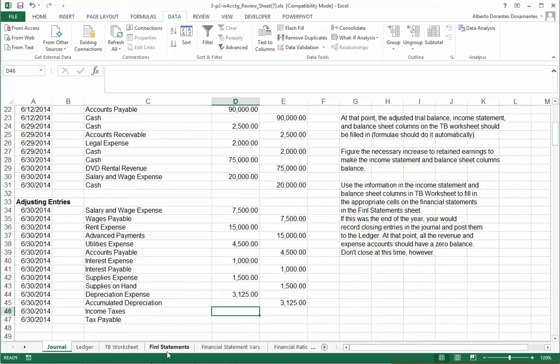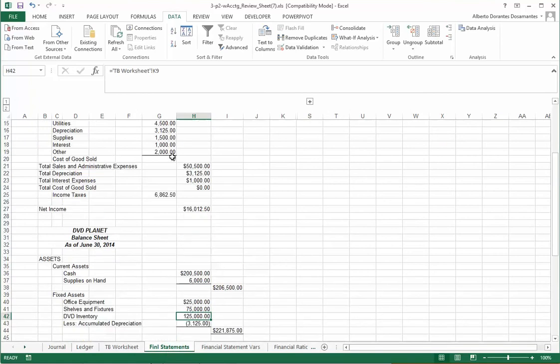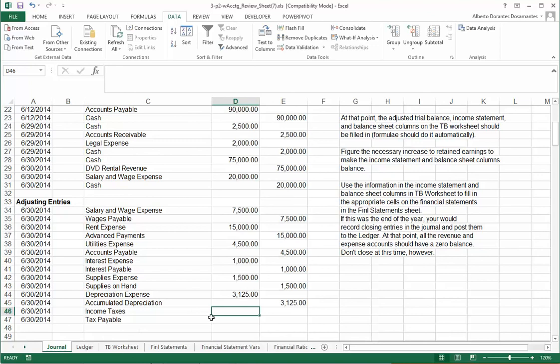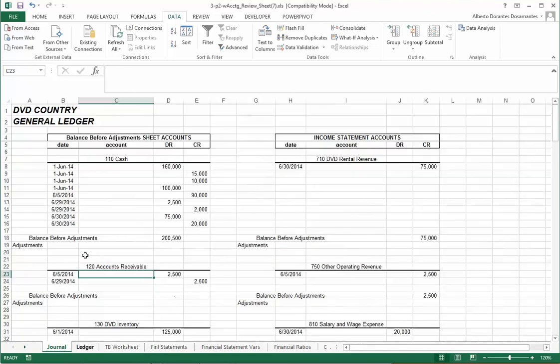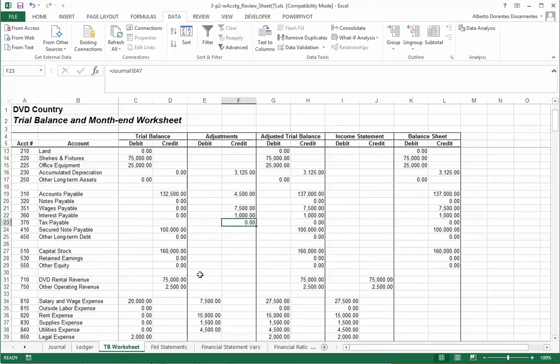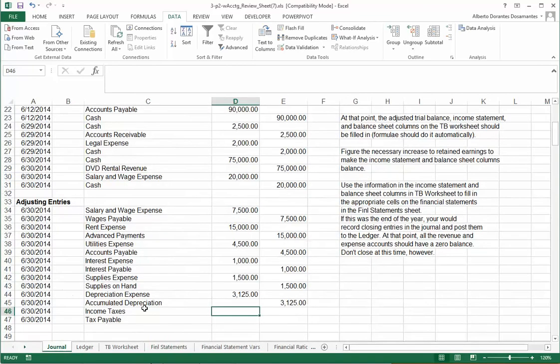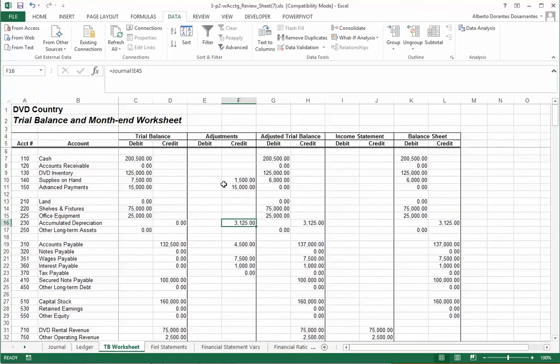if I go to the financial statement, with everything now, we fill out the journal, the ledger is going to fill out automatically for you, and the TV worksheet as well, and the financial statements. But before that, what you have to do is put all this debit and credit in the TV worksheet that I already did here, okay.